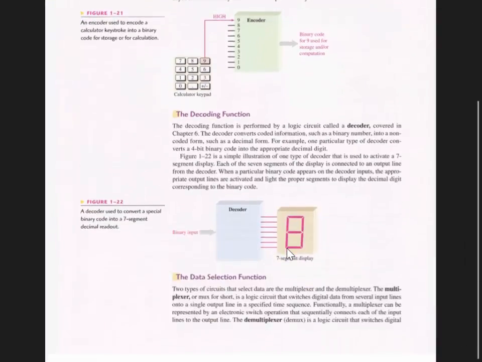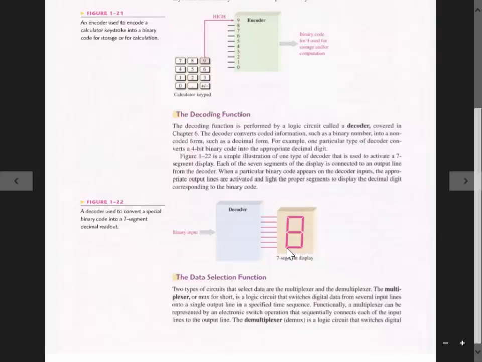The decoding function. This is a very common one, we'll talk about this in more detail. We have our binary input, and out here's our 7-segment display. We're going to say, for example, a 7-segment display looks like this.